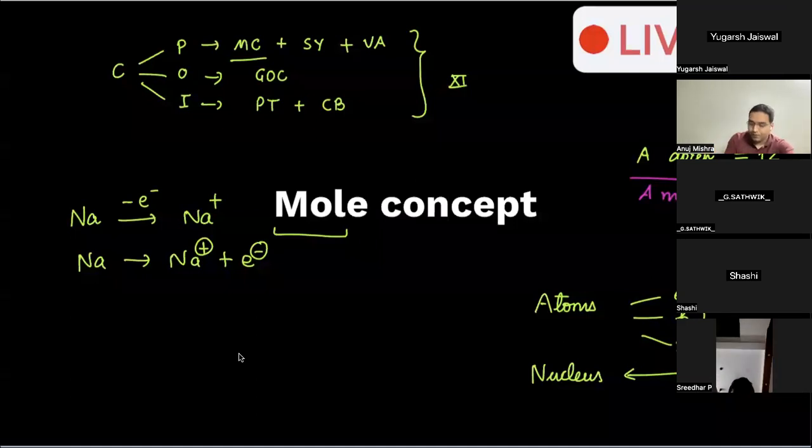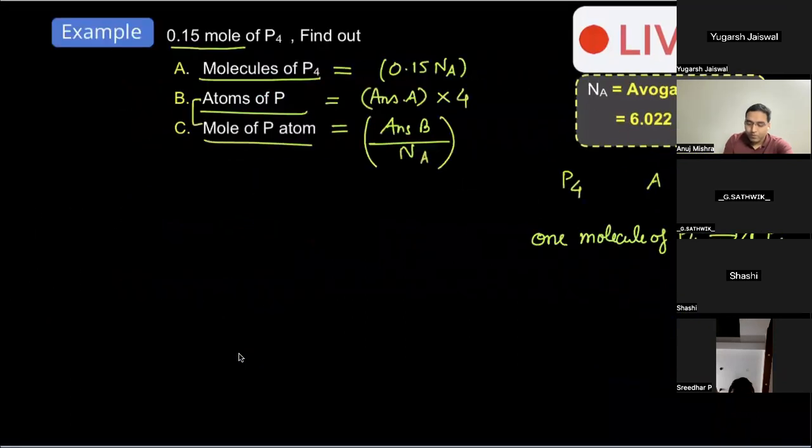Sir, I'm saying that instead of P4, if there is one P, what will be the answer? If there is one P, first of all, I cannot write the word molecules, because P is not a molecule, correct? Yes. And if instead of P4 there is P4O10, then P4O10 will be a molecule. If I ask for molecules of P4O10, then my answer remains the same, because P4O10 is one unit now. Okay, sir.